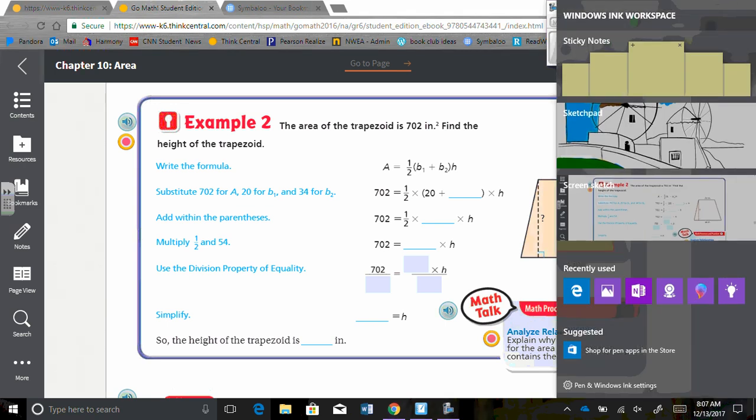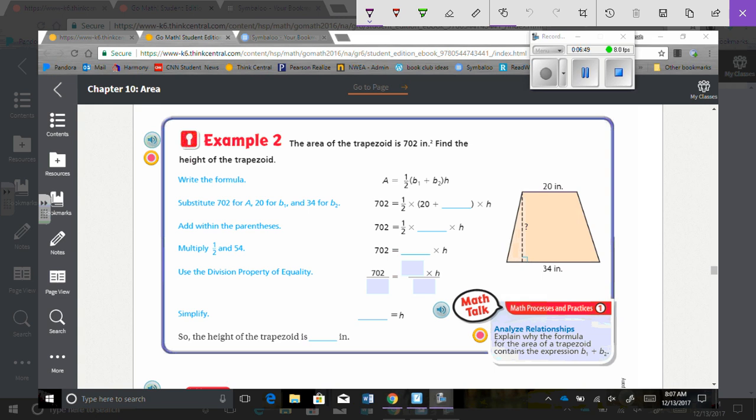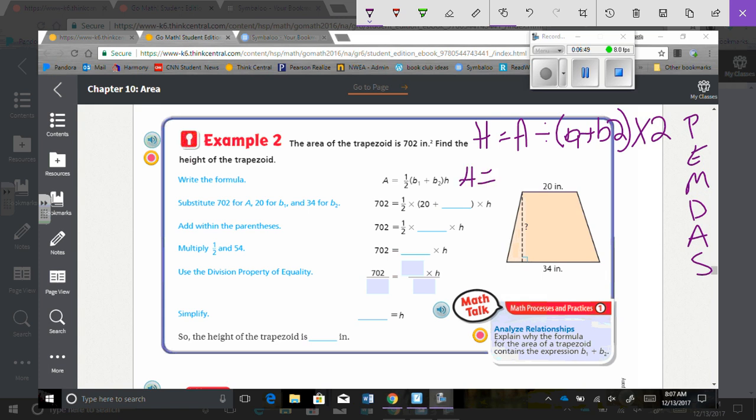Okay, so the second way to do this is to use the formula h, or height, equals area divided by base 1 plus base 2 multiplied by 2. So then you also need to make sure you remember PEMDAS when using this, because it makes a difference whether you multiply or divide first. So then you plug in what you know. H equals 702 divided by 20 plus 34 times 2.